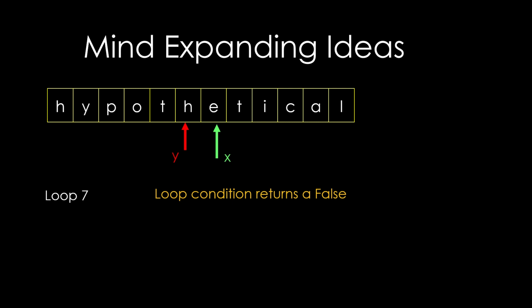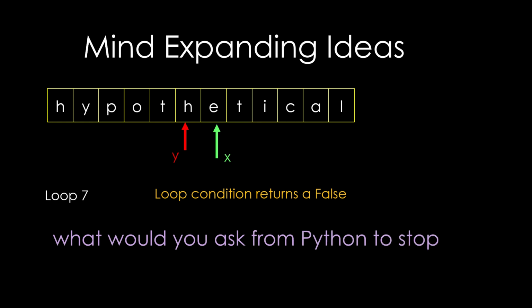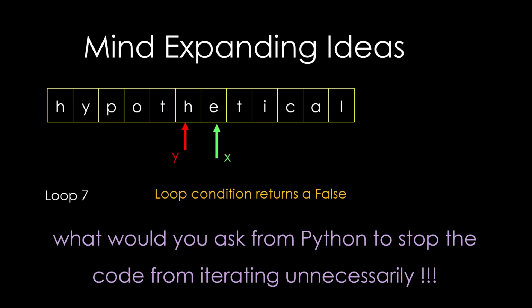The question is, what would you ask from Python to stop the code from iterating unnecessarily? Can we stop as soon as we identify a mismatch between the character pair of X and Y? Put your thinking hat on and try to solve it.